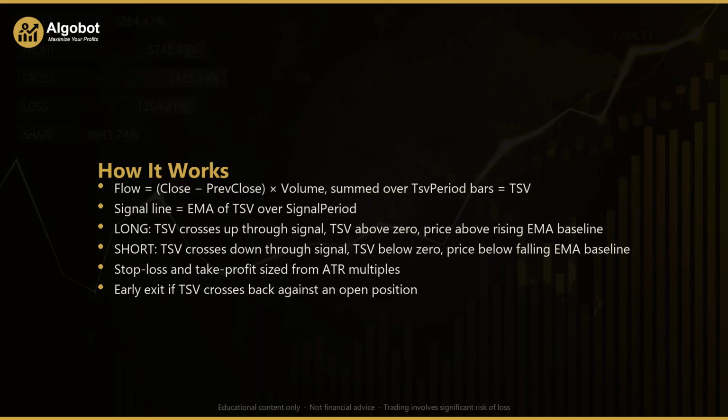Every trade is framed by risk controls derived from the average true range. The stop loss is placed a set number of ATR multiples away from entry, using the ATR stop multiple parameter, which defaults to 2. The take profit sits at the ATR target multiple, defaulting to 3, giving a reward to risk shape of roughly 3 to 2 on those defaults. There is also a protective exit. If, while a position is open, TSV crosses back through its signal line against that position, the EA reads the flow thesis as having failed and closes the trade early. Finally, the strategy holds only one position per magic number at a time, so it never stacks entries. It simply waits for the next clean setup.